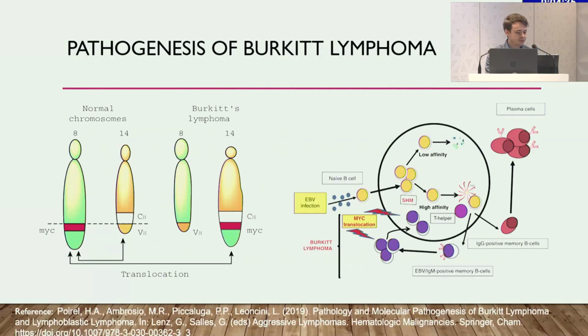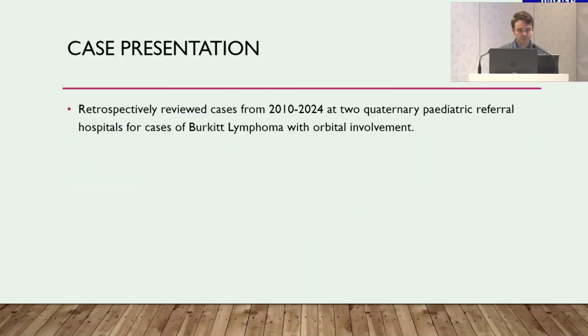The pathogenesis of Burkitt's lymphoma is not well understood, but it's believed to be because of an overexpression of the MYC gene and has a characteristic 8;14 translocation. EBV infection is present in virtually all cases of endemic Burkitt's lymphoma, however, only in 30 to 40% of cases of the sporadic and immunodeficiency type.